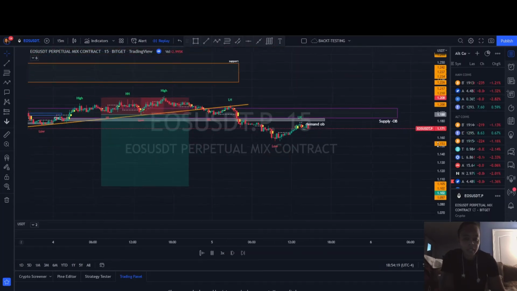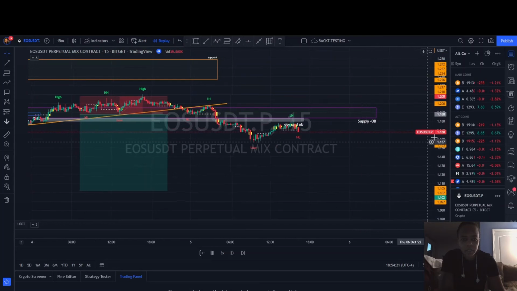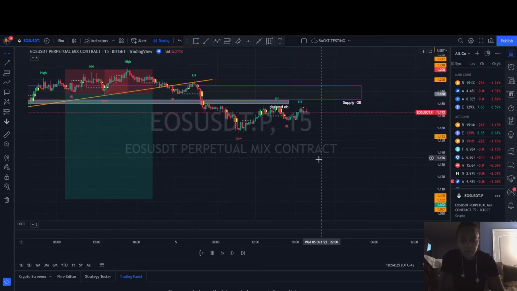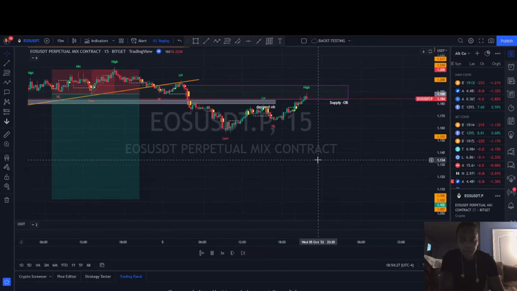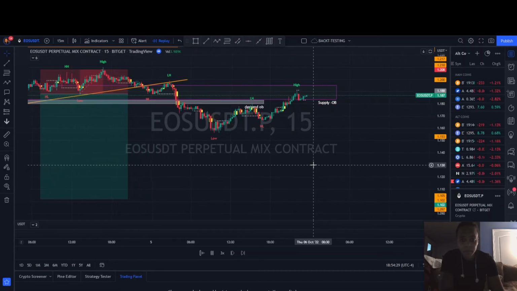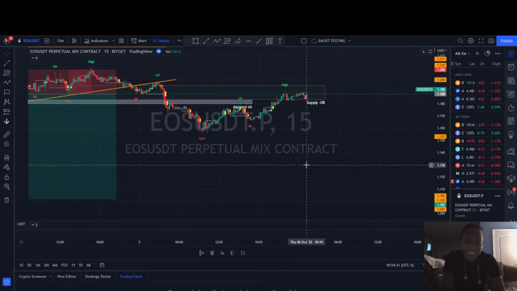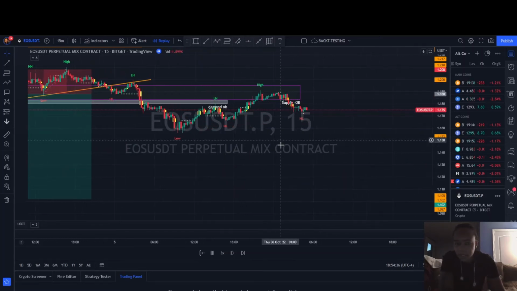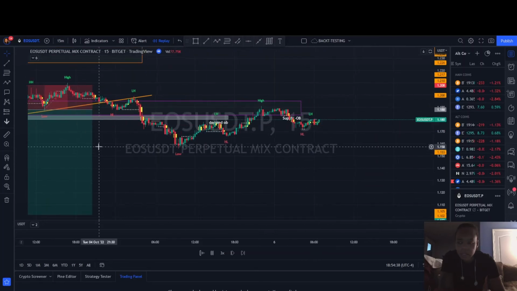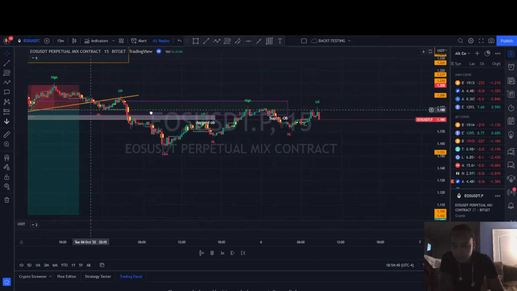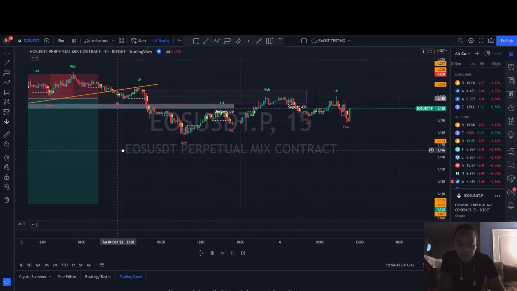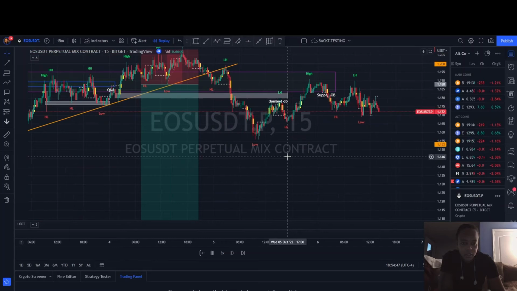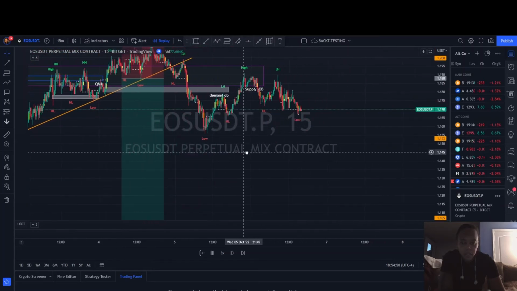So now I expect it to keep making lower highs and continuing down, but it seems to be turning around. Yep. Oh no. Oh, we went back into the supply area. Pull this way. Whoops. Okay.